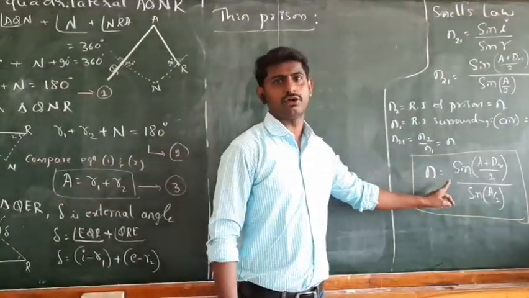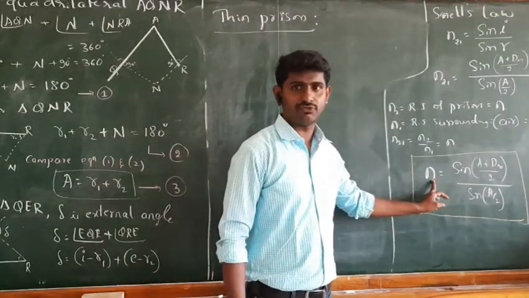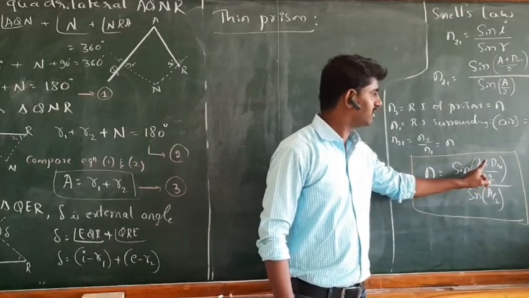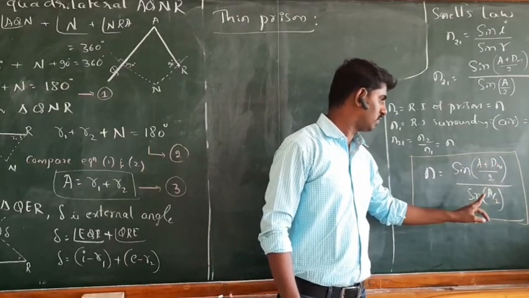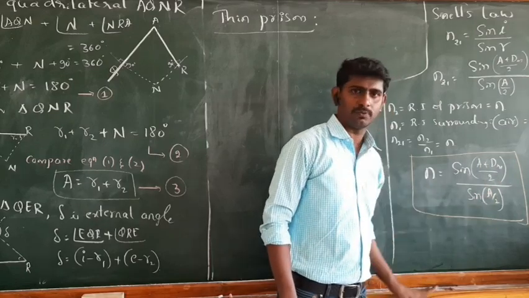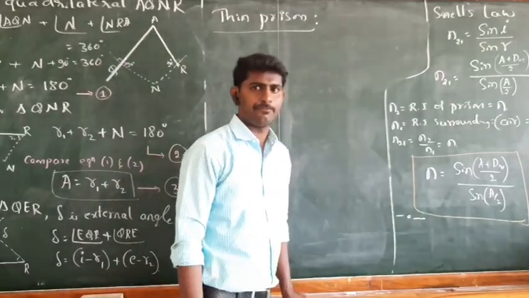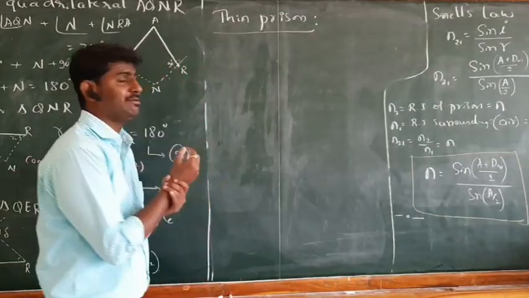Okay, this is the prism formula. This is the refractive index of the prism: sine of angle of prism plus angle of minimum deviation divided by 2, over sine of angle of prism divided by 2. Okay, if you have done up to here, you get 5 marks for the derivation. Next, another point comes: thin prism.